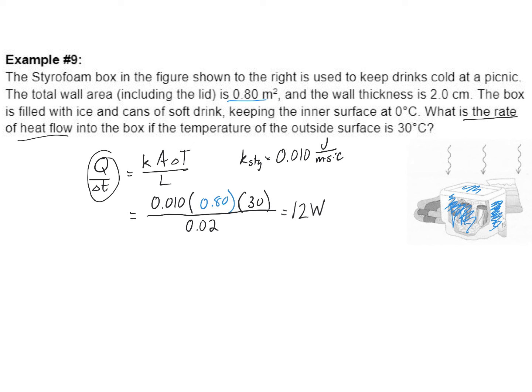All right, remember the answer. This Q is heat, so that's energy, that's joules. Time is going to be in seconds, so joules per second. You can leave it as joules per second if you want, but remember that energy over time is power or watts, and so that's the rate of heat flow, is 12 watts.